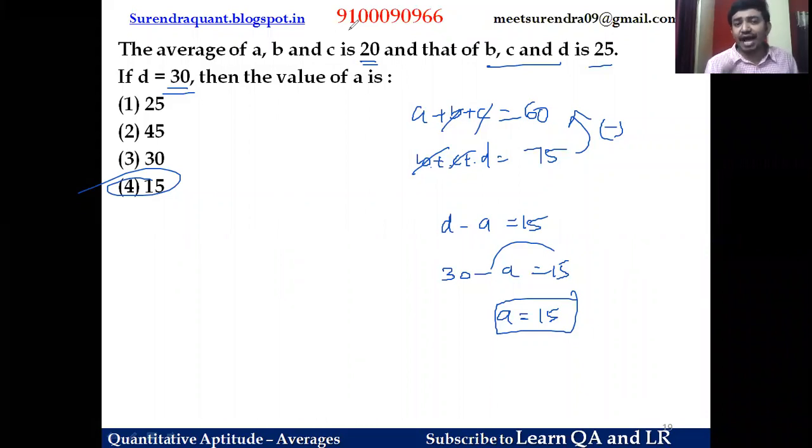So whenever you see an average on the paper, try to take the sum. If three numbers' average is 20, the sum is 60. If 4 numbers' average is, let's say, 15, then what is the sum? 4 15s are 60. So like that, you have to take the sum, guys.